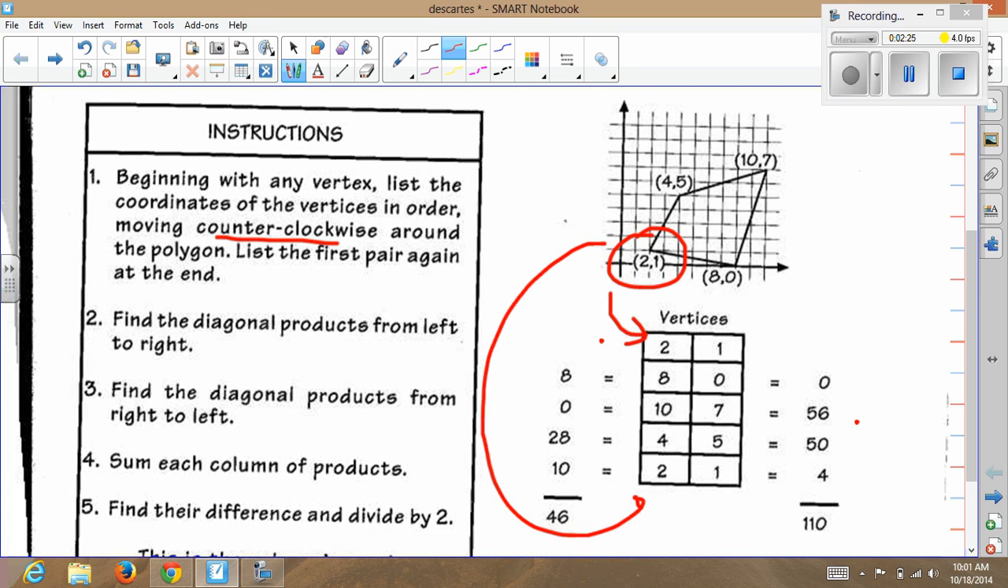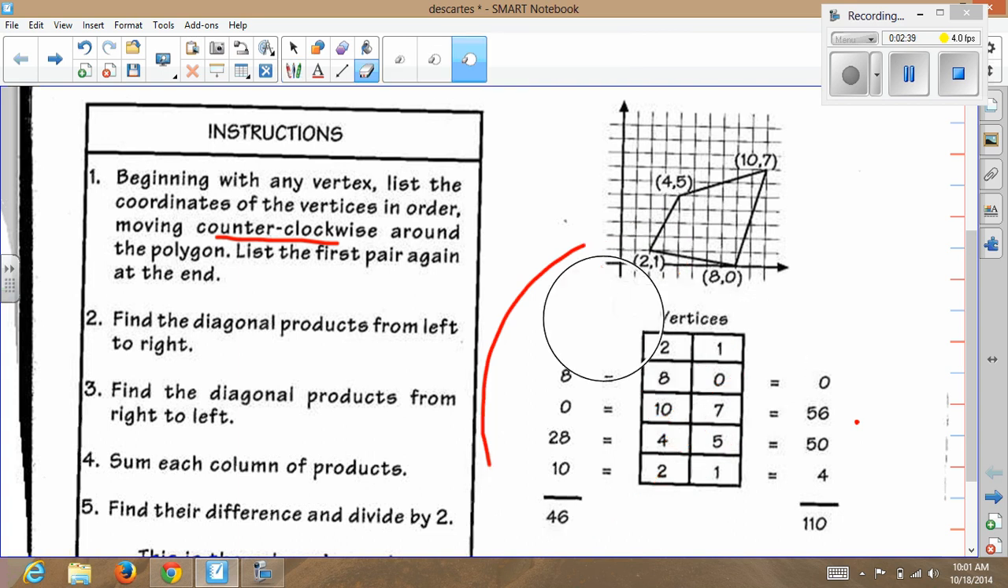Then I'm going to go in the opposite direction, from right to left. So I'm going to go like that down my chart. And notice that I always am starting up at the top with that original vertex that I began with. So 1 times 8, and so forth. So I get these two sets of numbers off to the side of my T-chart.